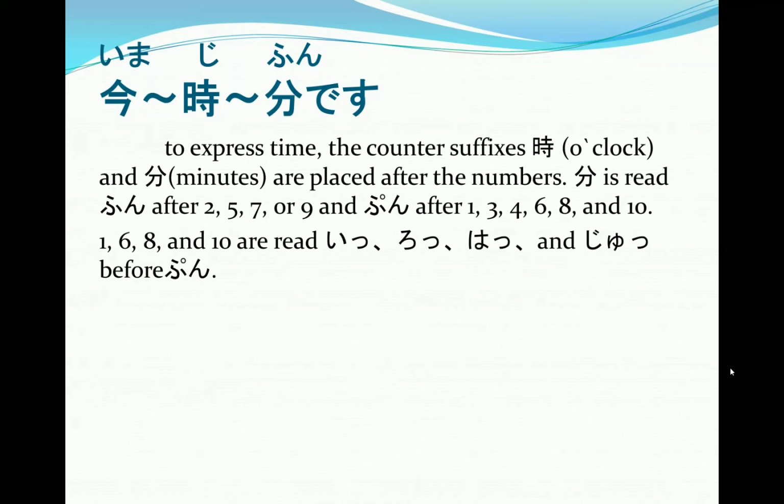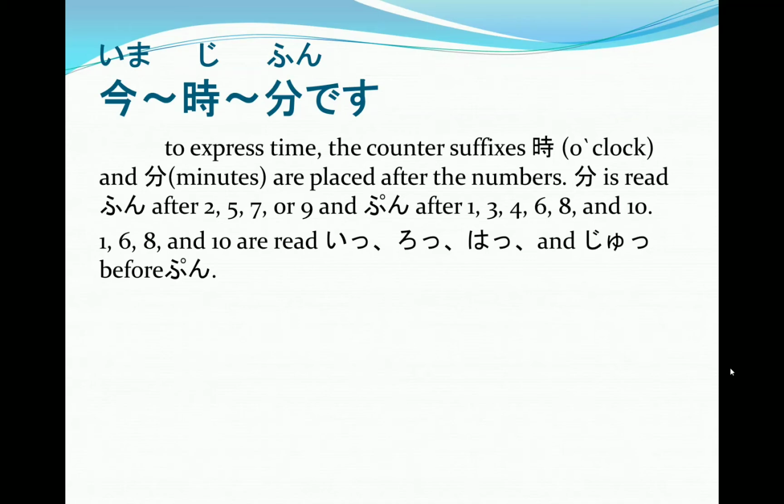Fun is read as fun if it comes after 2, 5, 7, and 9, and then pun if it is after 1, 3, 4, 6, 8, and 10. You also have to remember that 1, 6, 8, and 10 are read as ipun, ropun, hapun, and jupun before pun. So there's like a double letter P. Okay? Please do remember that.